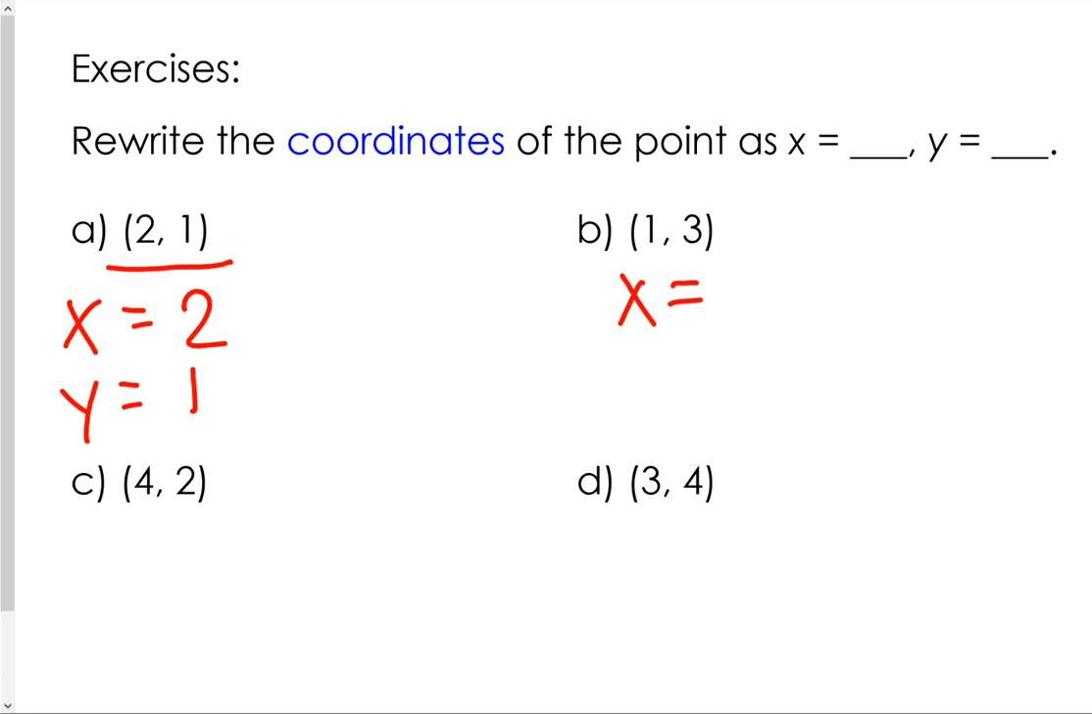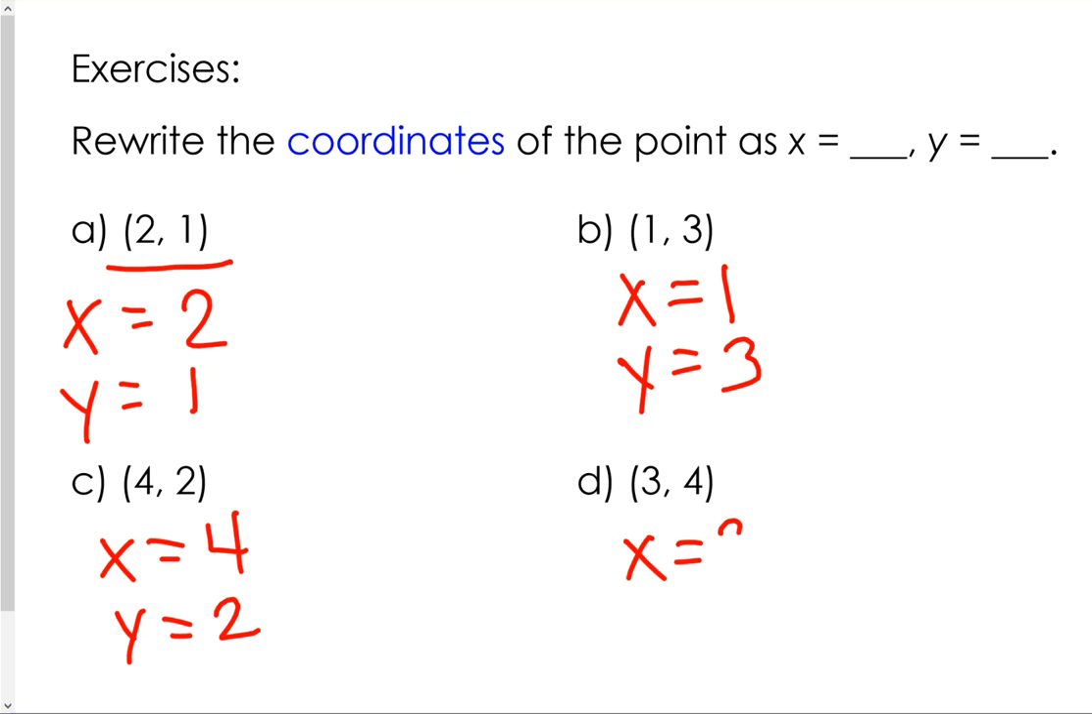X equals 1, y equals 3. X equals 4, y equals 2. X equals 3, y equals 4.